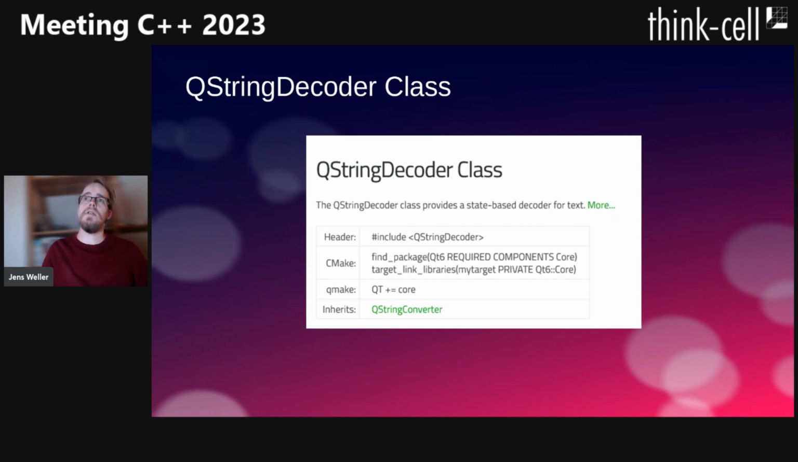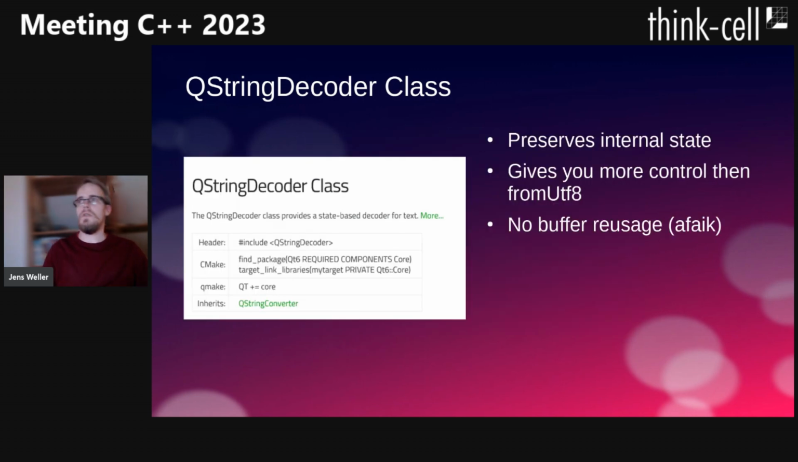One thing which lets you actually decode into a QString is the QStringDecoder class, which I want to mention in this context. This actually helps you a little bit. It preserves internal state, which I don't know how much that is. It gives you more control than fromUtf8, as this internal state is not reallocated every time. And I'm not sure if that's actually an allocation with fromUtf8.